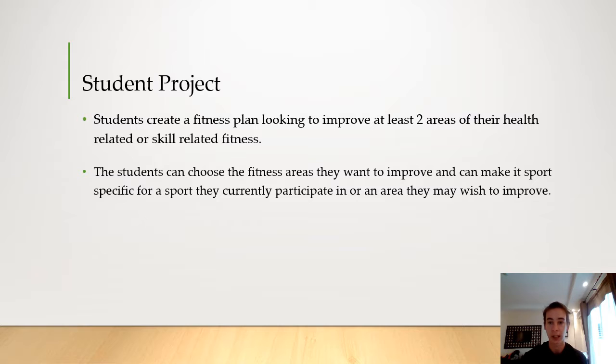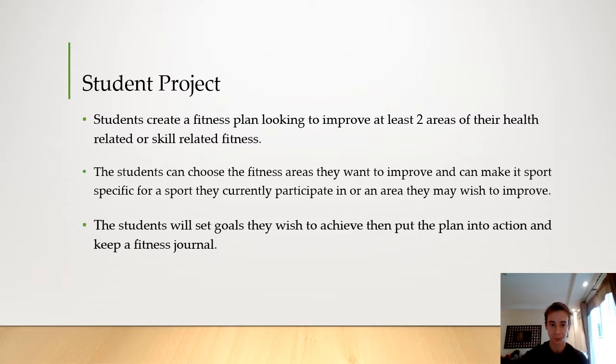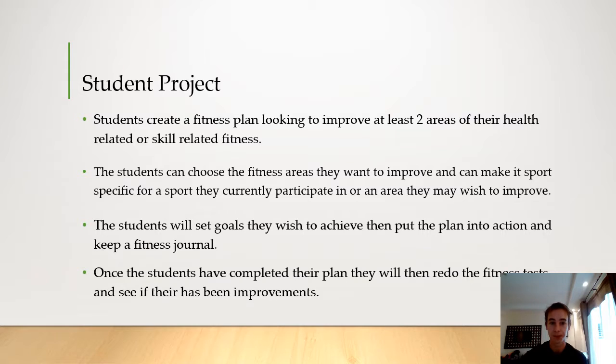If they're into dancing, flexibility may be something good for them. If they're into soccer, balance may be something they may be wanting to improve, something like that. Or if they just see they've scored low in an area, they may wish to improve this as well. The students will then set goals that they wish to achieve, and then they'll put the plan into action. So it would be another 2 to 3 lessons. They create the plan, then 2 to 3 lessons to follow through the plan.